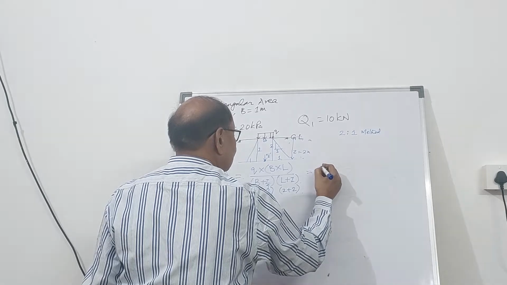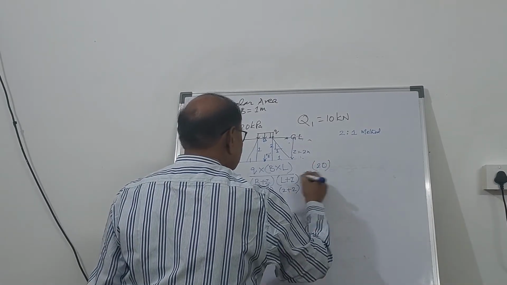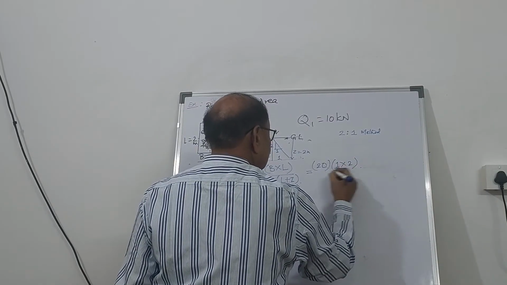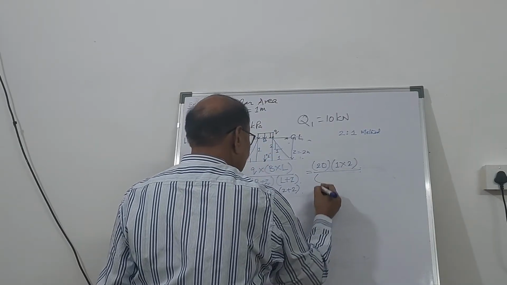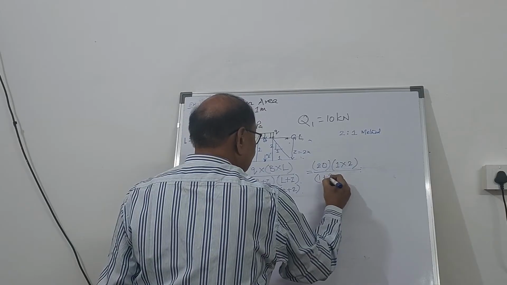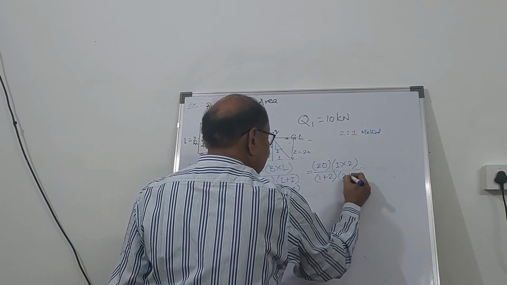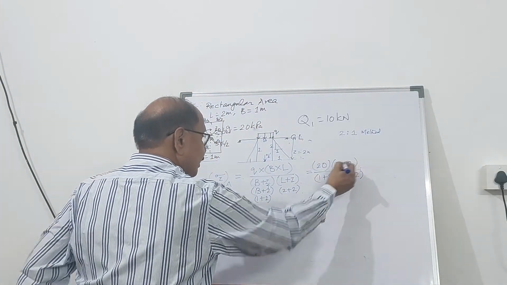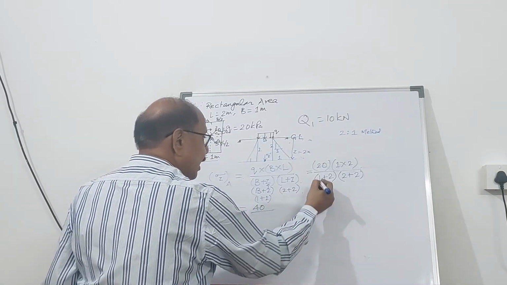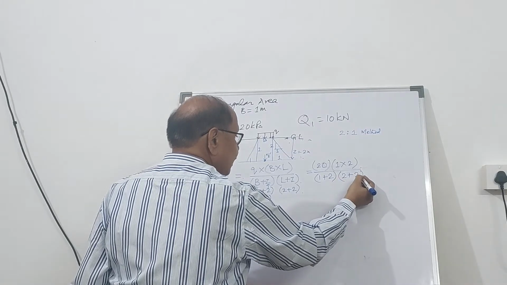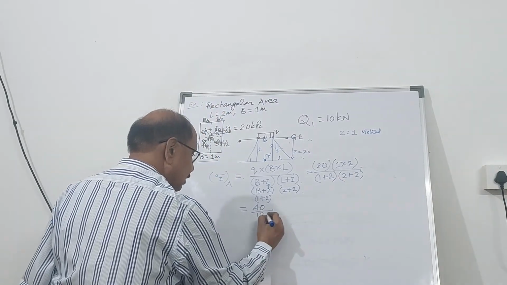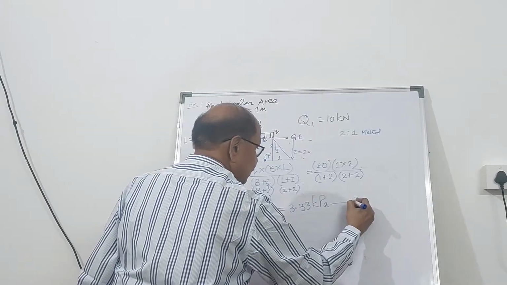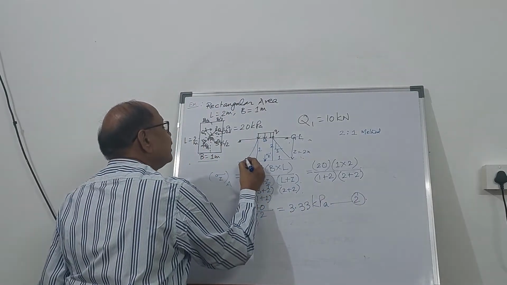So Q is already known to us, Q equal to 20 kilopascal. So we will write 20, multiplied by B which is 1 meter and L which is 2 meter, divided by B plus Z, where B is 1 meter and Z equal to 2 meter, and L plus Z, where L is 2 meter and Z is also 2 meter. So finally, if you simplify it, this becomes 20 into 2, that is 40, divided by 2 plus 1, 3, into 4, that is 12. So it gives you 3.33 kilopascal.